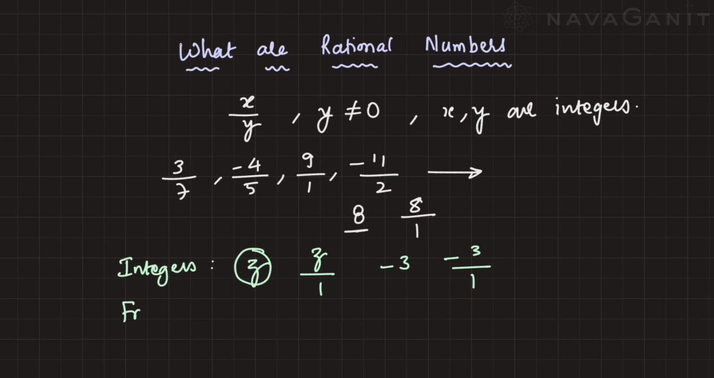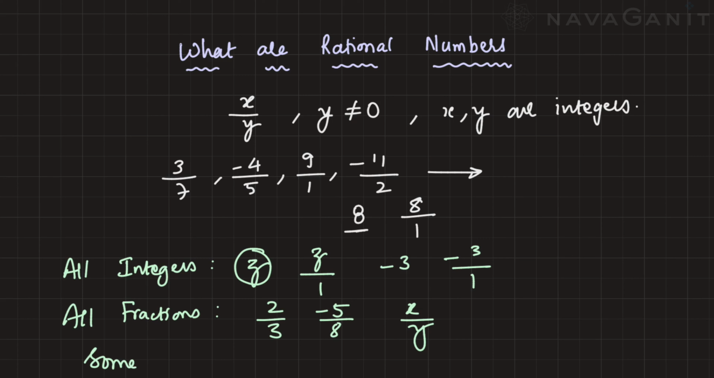Similarly, all fractions are rational numbers. For example, 2 by 3, minus 5 by 8 are already in the form of x by y, where these are all integers. Then some decimals are also rational numbers. So all integers, all fractions, but only some decimals.